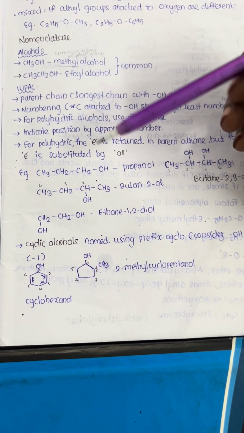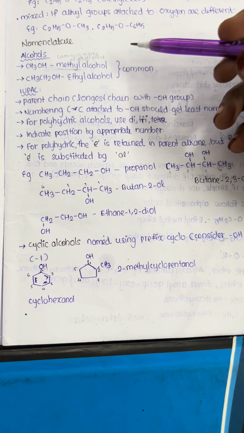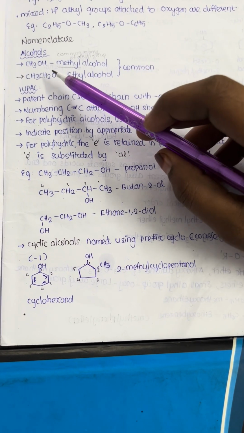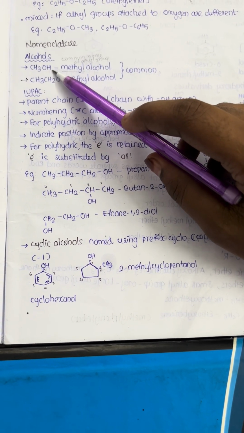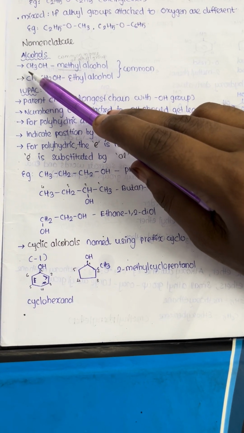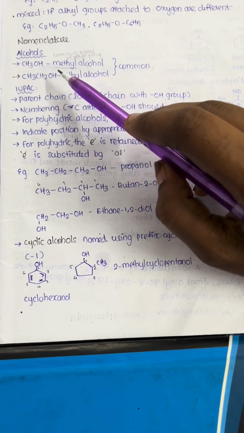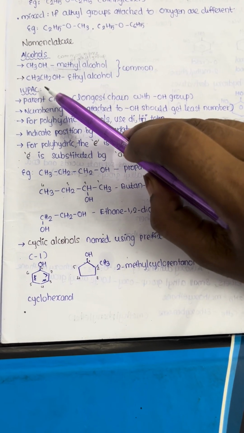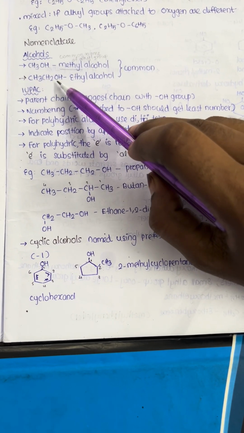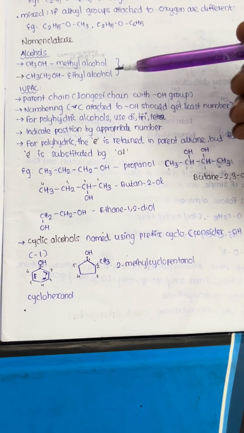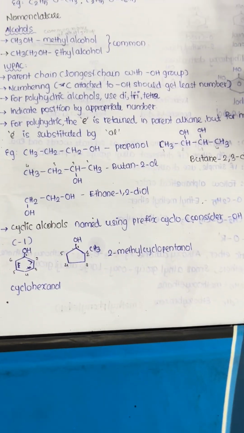It was CH4, which is called methane. We substitute one hydrogen with the OH group, and that is how we obtain CH3OH. So it is called alkyl alcohol: methyl alcohol. This one has two carbons, so it is ethyl alcohol. So this is the common naming of alcohols.